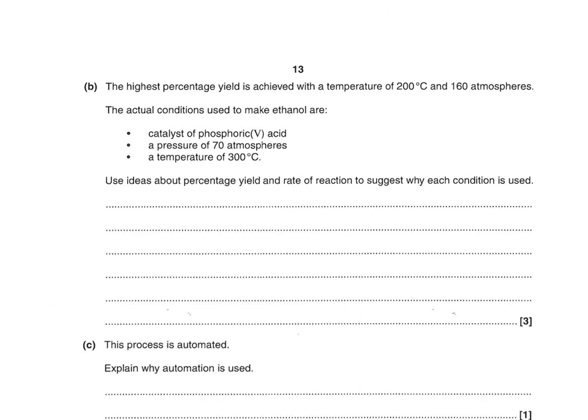The actual conditions used to make ethanol are a catalyst of phosphoric acid, a pressure of 70 atmospheres, and a temperature of 300 degrees. Use ideas about percentage yield and rate of reaction to suggest why each of these conditions is used. So you can see there's 3 marks, 1 for each of the conditions. And even though they're not talking about the Haber process, you've still got to use those ideas to answer this question. So, first mark about the catalyst, so you can just say that the catalyst is used to speed up the reaction or increase the rate of reaction.